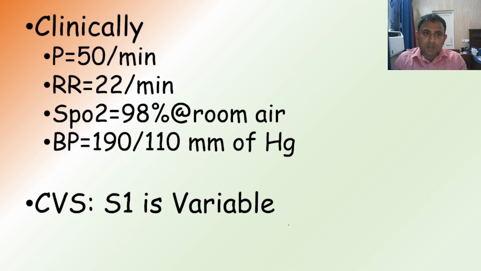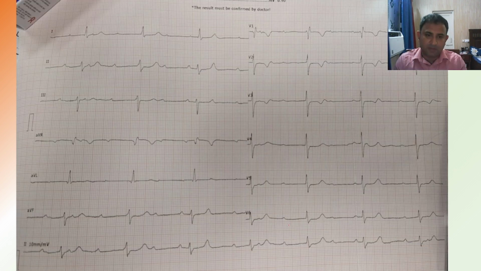Clinically, pulse was 50 per minute, respiratory rate was 22, SpO2 was 98% at room air and BP was recorded to be 190 by 110. In CVS examination, S1 was variable. And then I get this ECG from the emergency department. So, firstly, are the P's seen over here? Yes, the P is seen over here.